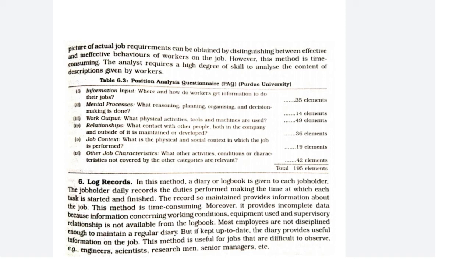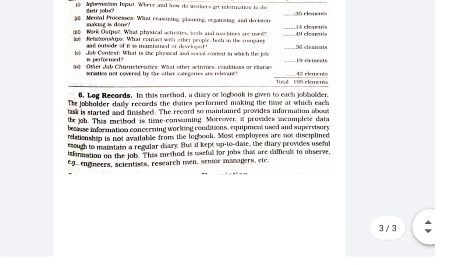So what they saw and what they did, such behavior will be recorded in the critical incident method based on two criteria, that is effective behavior and ineffective behavior. So that next time employees will know which kind of behavior they are supposed to show after a particular incident. Now the sixth method, that is log records.